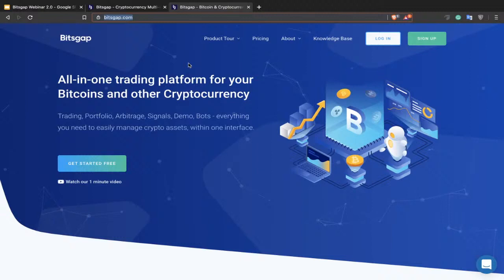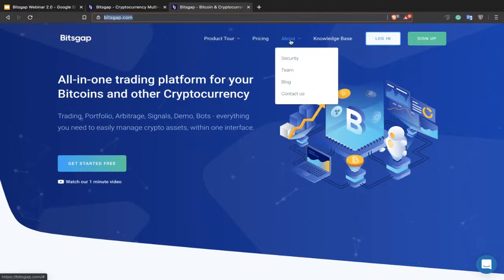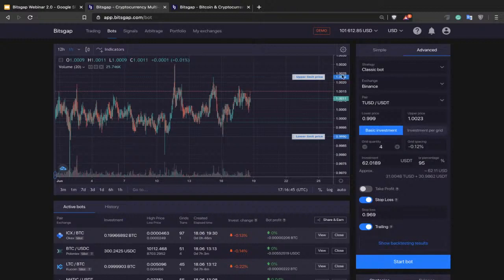We also have a knowledge base if you want to learn more about trading. But basically, everything unique, and all of the main features that we have, I've covered today.